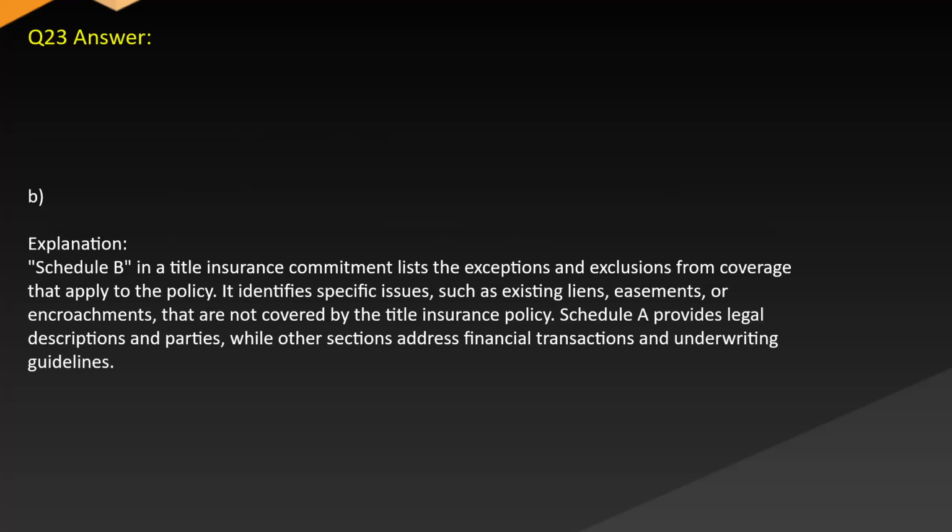Answer: B. Explanation. Schedule B in a title insurance commitment lists the exceptions and exclusions from coverage that apply to the policy. It identifies specific issues such as existing liens, easements, or encroachments that are not covered by the title insurance policy. Schedule A provides legal descriptions and parties, while other sections address financial transactions and underwriting guidelines.